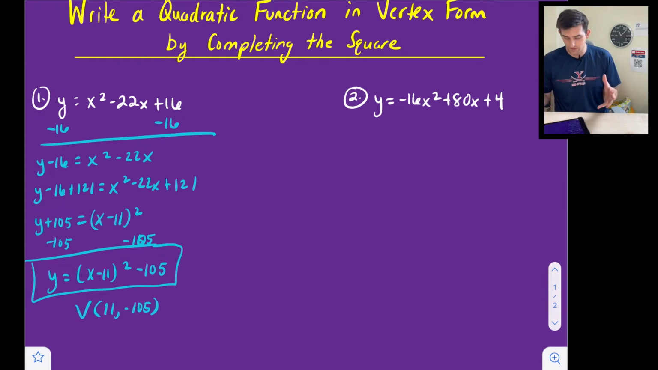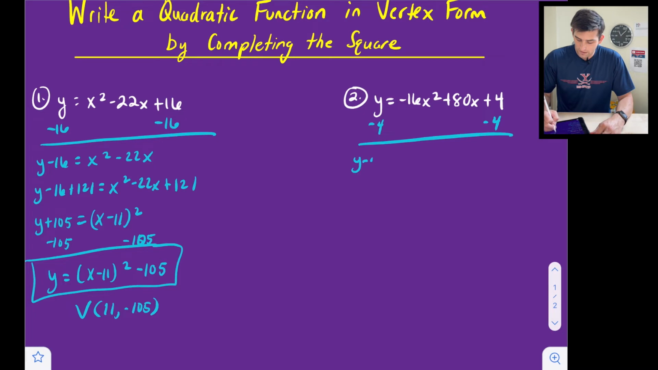All right, now for number two, it's a little bit different. We have a value of a that's negative, and it's also negative 16. So that's something that we're going to have to consider as we work through this problem. But let's start off the same way. Let's subtract 4. So now we have y minus 4 is equal to negative 16x squared plus 80x.